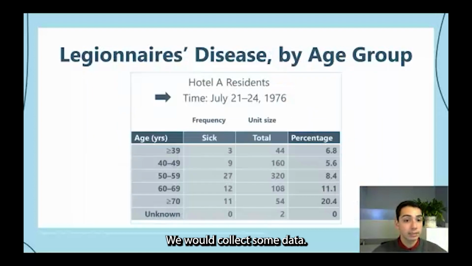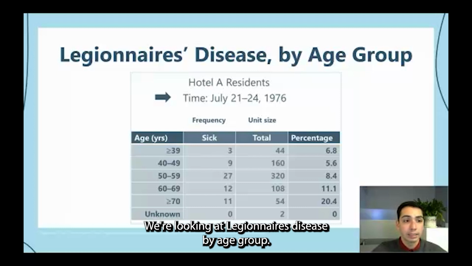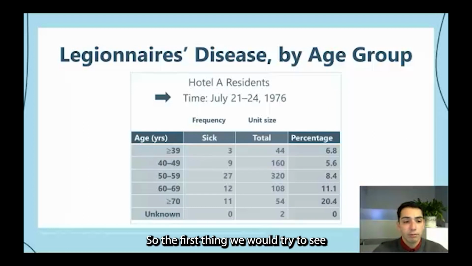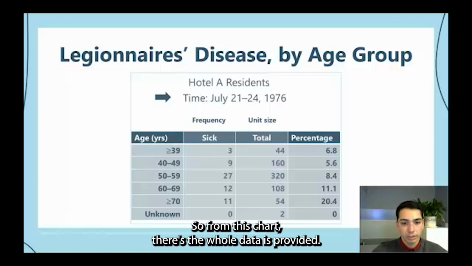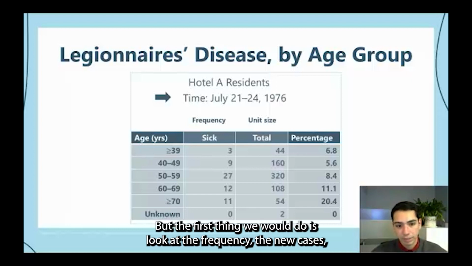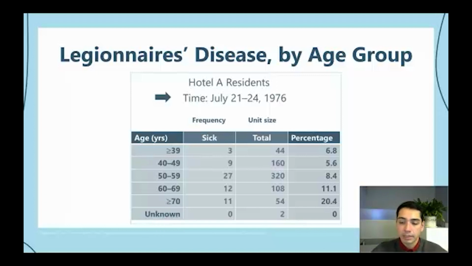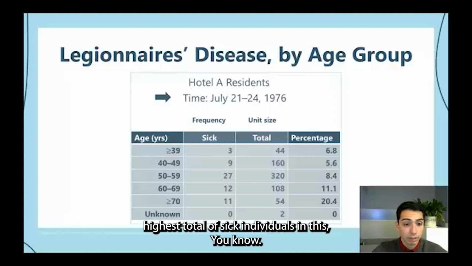Well, we would collect some data. Step one is looking at the data. We're looking at Legionnaires' disease by age group. So the first thing we would try to see is how many cases there are. From this chart, the whole data is provided, but the first thing we would do is look at the frequency, the new cases. Which group has the highest total of sick individuals?